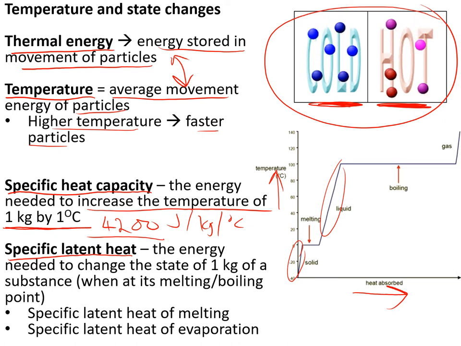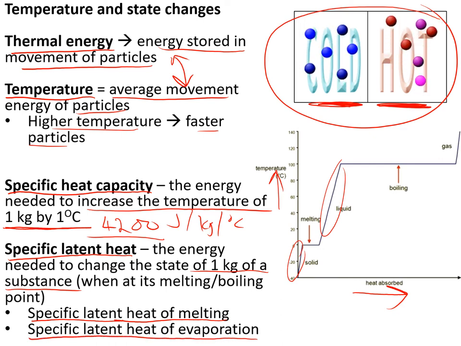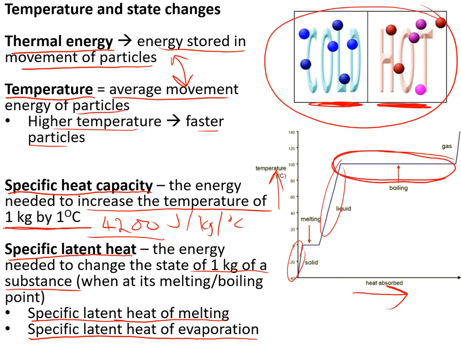Now, the specific latent heat is the energy needed to change the state of 1 kilogram of a substance from solid to liquid, or from liquid to gas. And we talk about two different ones. We talk about the specific latent heat of melting, that is the energy required to turn 1 kilogram of a substance from solid to liquid, and then the specific latent heat of evaporation is the energy required to turn 1 kilogram of the substance from liquid to gas. And you can see that represented by these flat sections. So this flat section on the graph, all the energy is going into boiling the liquid rather than increasing its temperature. And again, here in this little flat section, the energy is going into melting the solid rather than heating it any further.